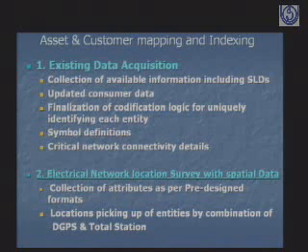Then we have to go for the asset and consumer mapping and indexing. Existing data acquisition: we have to collect the existing data from the utility, whatever they have in their ledger and all these things, the SLDs, whatever is available. Then collect and update the consumer data. Then you have to go to each consumer and collect the information, collecting the attributes of the consumers. Then we have to finalize codification logic for uniquely identifying each entity, symbol definition, then critical network connectivity detail. Electrical network location survey with spatial data, collection of attributes.